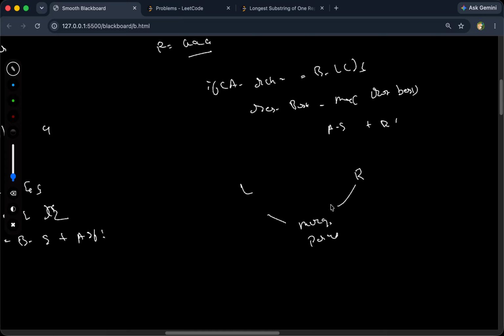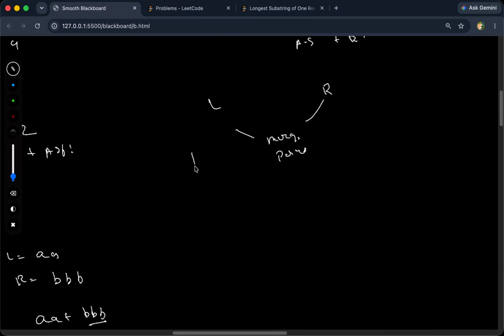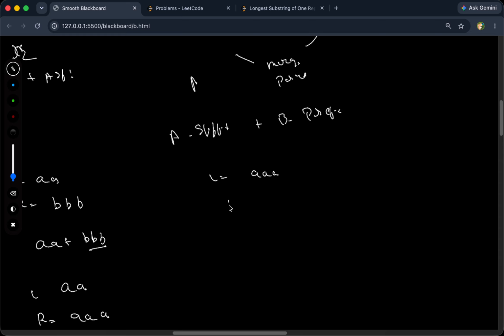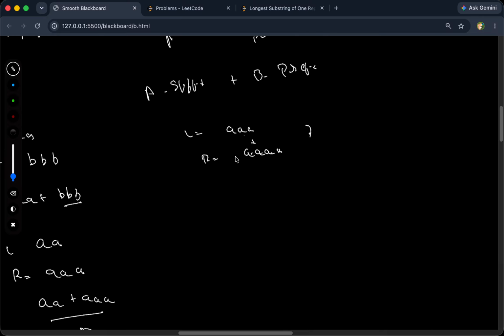So the key idea, the most important line to understand is a dot suffix plus b dot prefix. Imagine left is equal to a and right is equal to a. So see, at the boundary there are same characters. Okay, we joined 1 2 3 4 5 6 7. If we join this, it becomes 7. See, left suffix is 3 and right prefix is 4, so 3 plus 4 is 7.